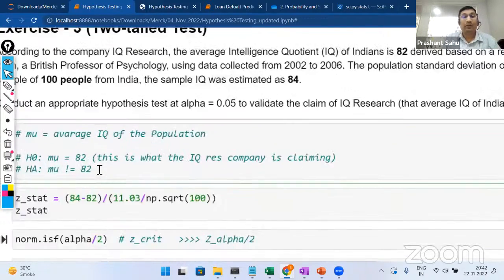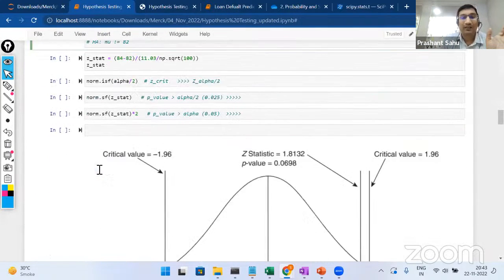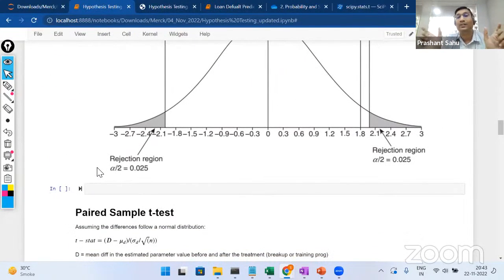Now, what do you mean by not equal to 82? It has to be close enough, right? It cannot be exactly 82. It can be 81.5, it can be 80.5, it can be 75. Or on the higher side, it could be 82.5, 85, 90. But how much less and how much more can I tolerate? So you have to have two rejection zones.